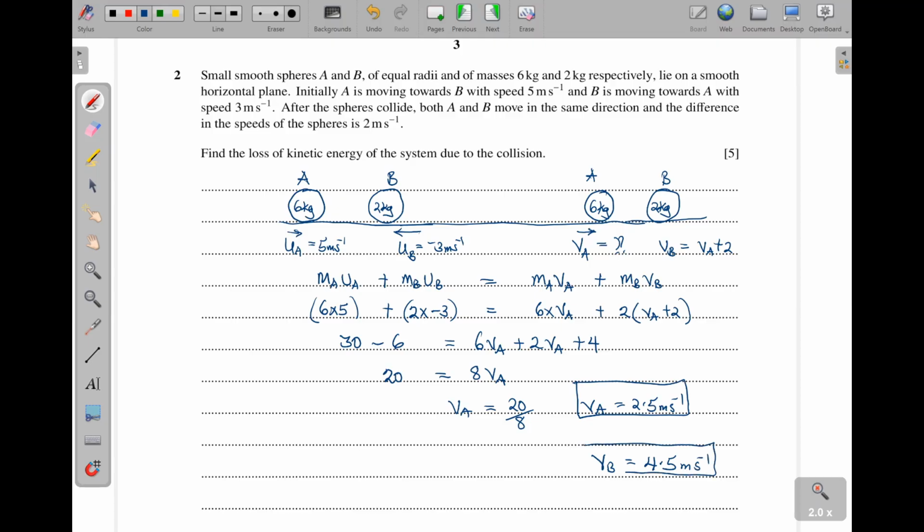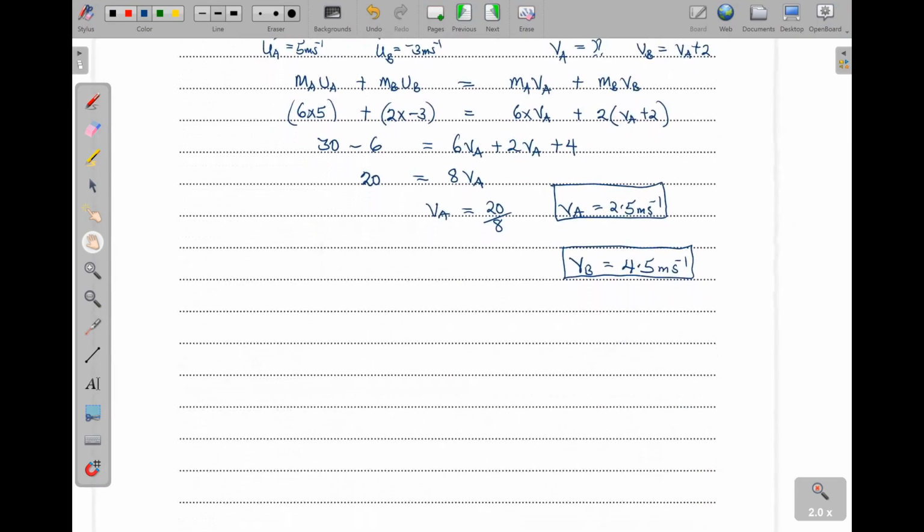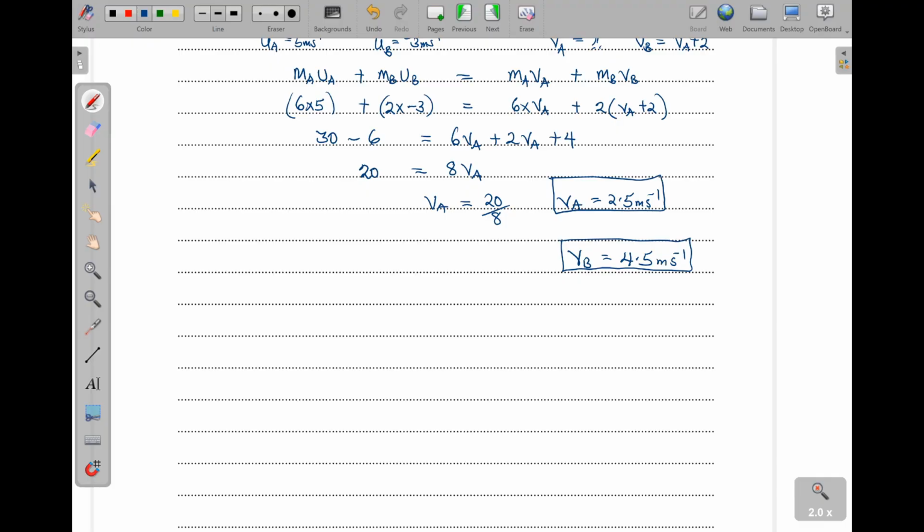Okay. Then now we can go on and find the kinetic energies. Okay. So we need to find the total initial kinetic energy and then the total final. So total initial kinetic energy is going to be equal to, remember, kinetic energy is a half mv squared.